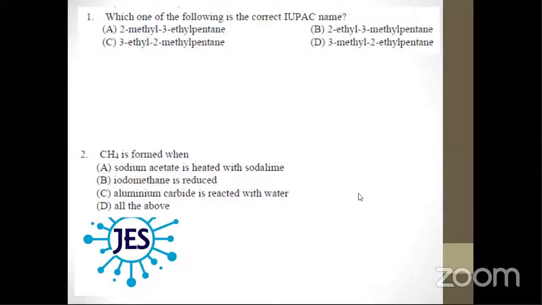Let me see who will take up the first question. First question, which of the following is the correct IUPAC name? Give your answer in the chat section. Which option? Which of the following is the correct IUPAC name? That is, among the 4 options given here, which option is in accordance with the IUPAC rules? Okay, tell me which option. Check it out carefully. Okay, Aishwarya says B. Good attempt. Let's see.